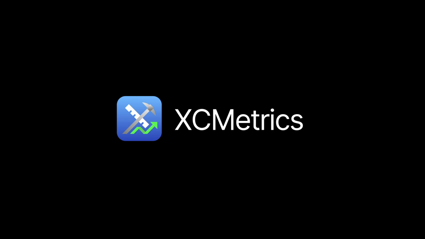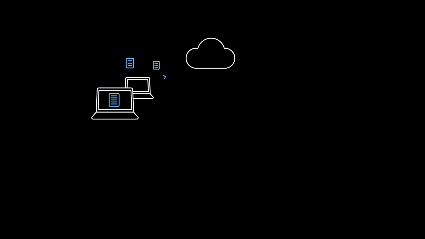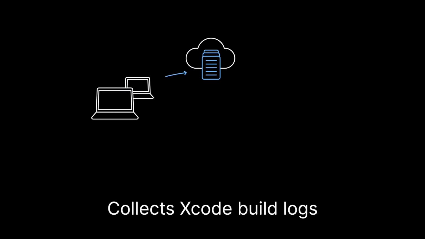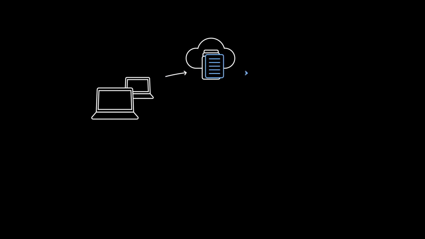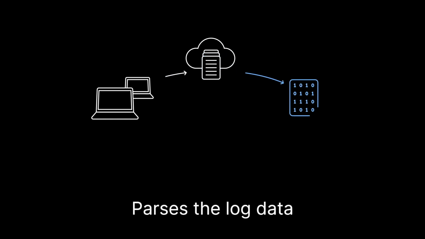We created this tool in order to track Xcode build metrics for our teams. First, it collects all of our team's build logs. These logs are produced by Xcode whenever anyone runs a build. Then, XCMetrics parses the data: build times, errors, warnings, whatever we want to extract from the log files.